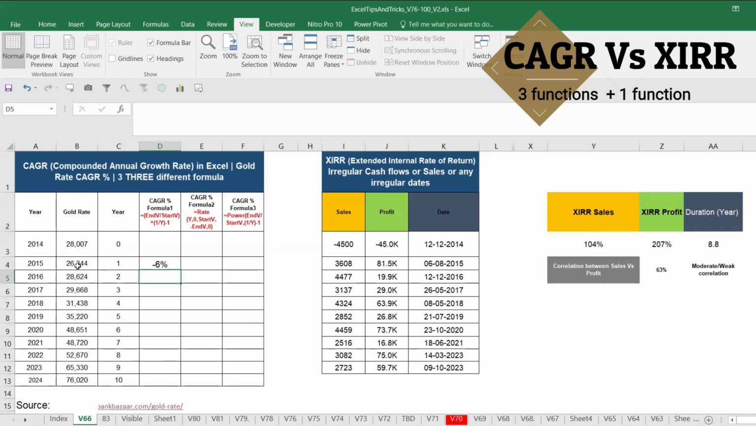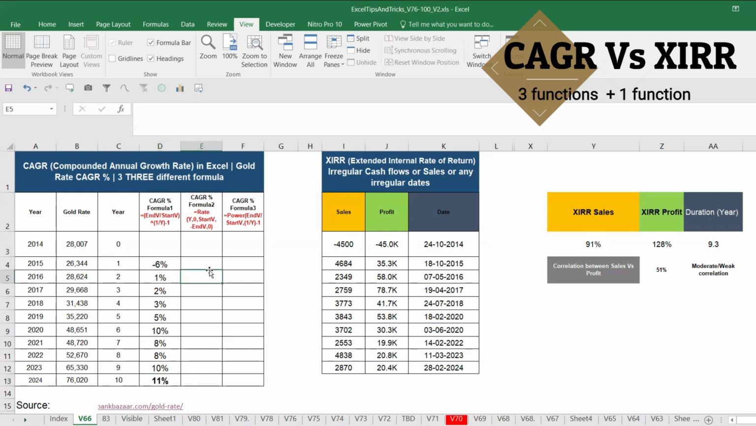Why does it show minus 6%? Because you see the rate between 2014 and 2015 has slightly dropped. But as the years went by, the CAGR values increased. For example, 1%, 2%, 3%. Now currently 11% CAGR has increased over 10 years, right? This is the conventional way.